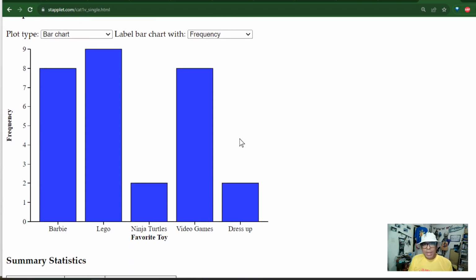Okay. I want us to take a look at this bar chart really quickly before we go much further. Notice that the vertical axis tells us frequency, and the horizontal axis tells us a category or variable. That variable, favorite toy, is further broken up into the different categories. So category 1, Barbie, Lego. Category 2, video games and dress-up dolls.